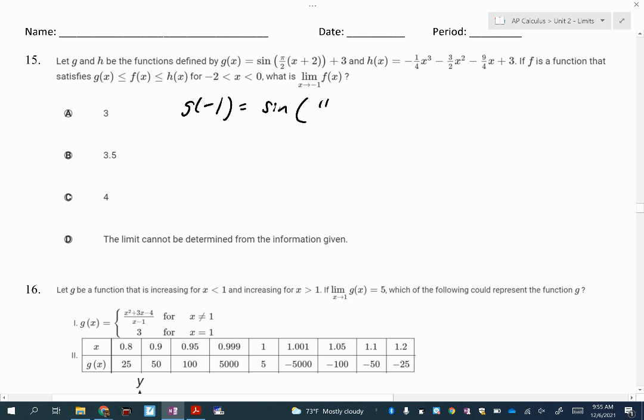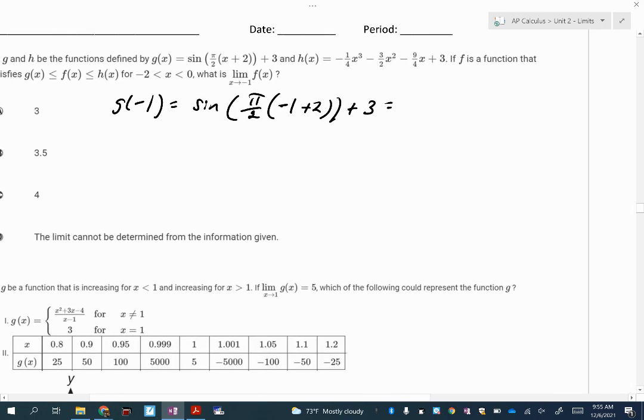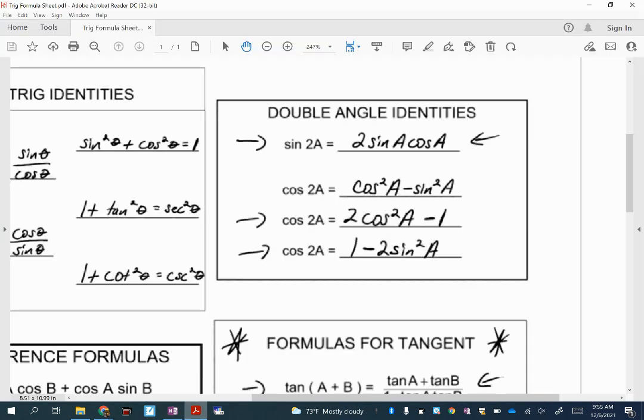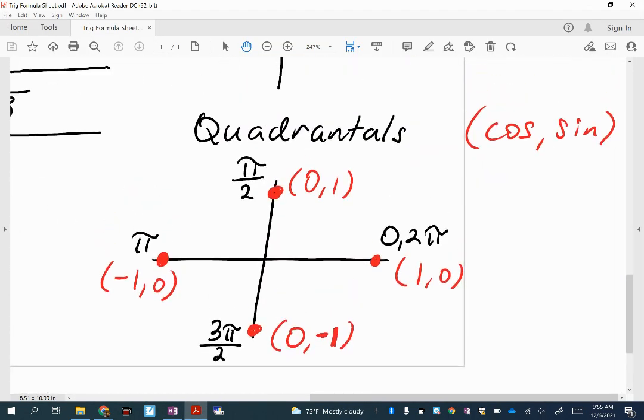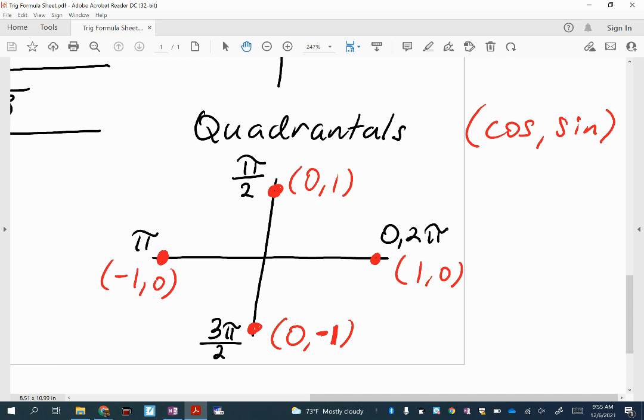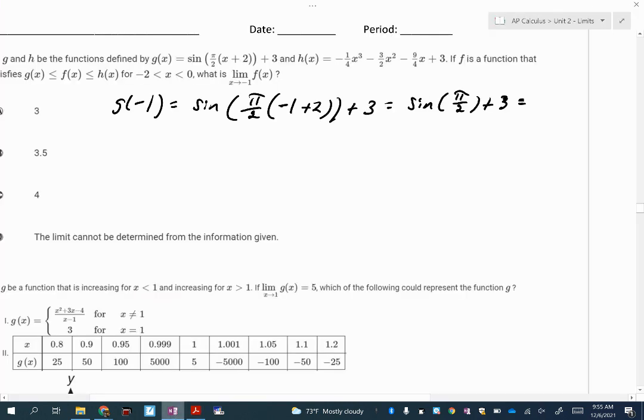So sine of pi over 2 times (-1 plus 2), and then all that plus 3. Let's see what we get. Well, -1 plus 2 is 1. So 1 times pi over 2 is still pi over 2. So the sine of pi over 2 plus 3. All right, I know what the sine of pi over 2 is. If you need to look at your quadrantals, you can. So the sine is going to be that y value of +1. So 1 plus 3 gives you 4.